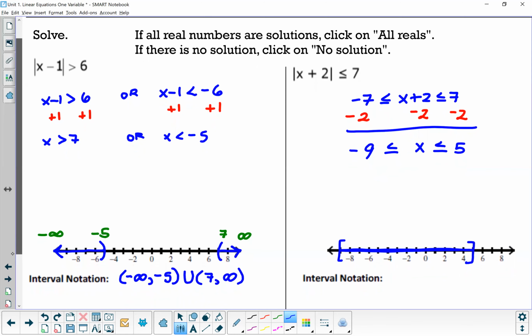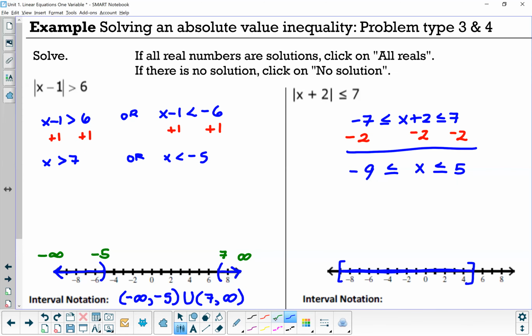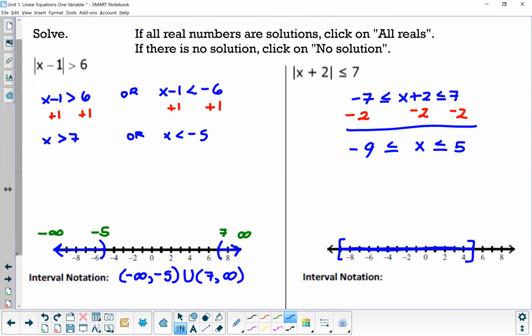And so for my interval, again, if you want to break this down into the little parts, you go from left to right, and there's only one part to the graph, so you should only have one interval. So we have here, this is -9. On the right, we have 5, and I'm using square brackets. So square bracket, -9, comma, 5.